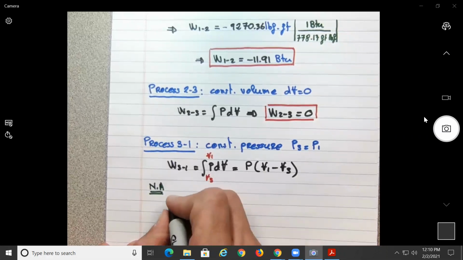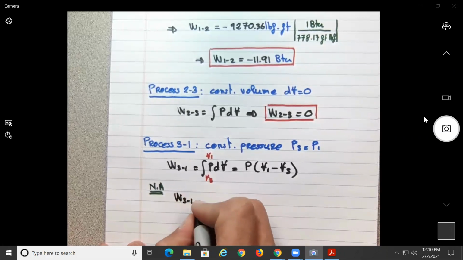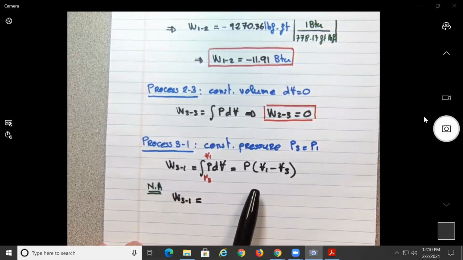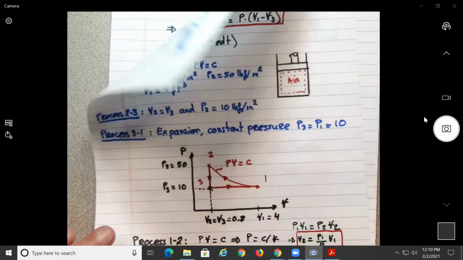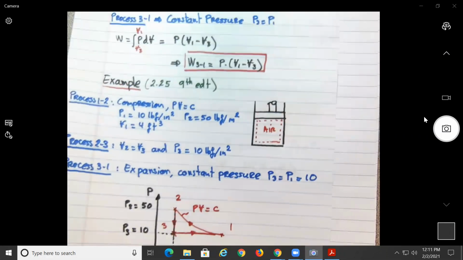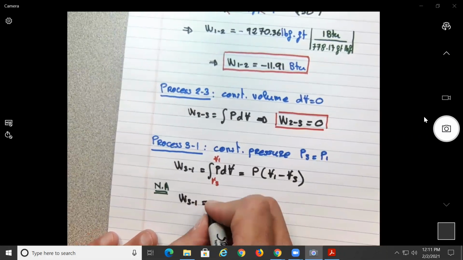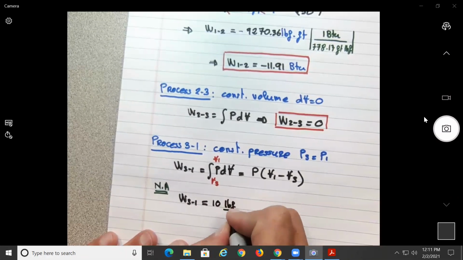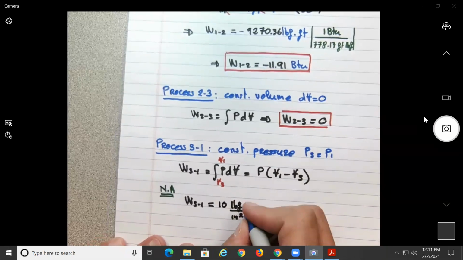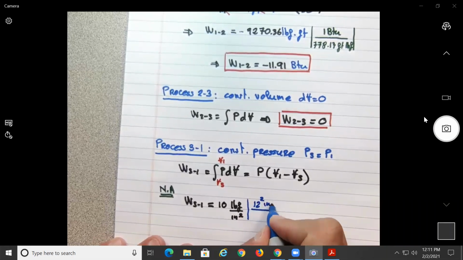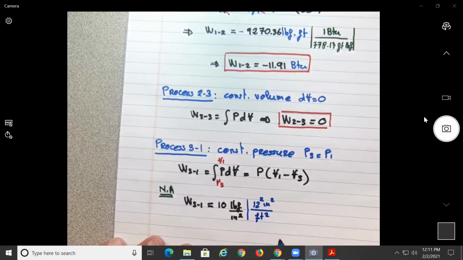Work 2.3, work 3.1 will be equal to what? P, so we can use either P1 or P3, and P1 or P3 is equal to 10. All right, you can see that from the figure. P1 equal to P3. So it's 10 LBF in square, so we have 10 LBF in square. That we need to do the same thing as before. Unit transformation, this would be 12 square inch, square foot square.